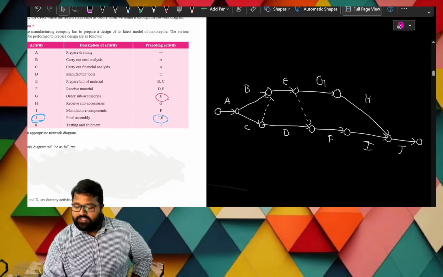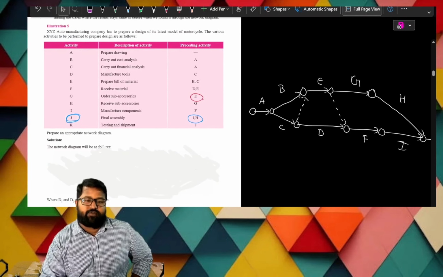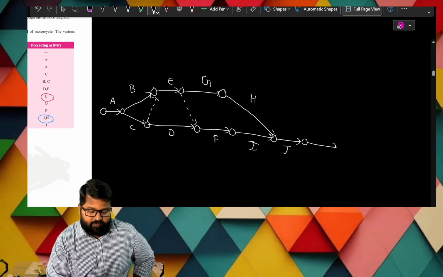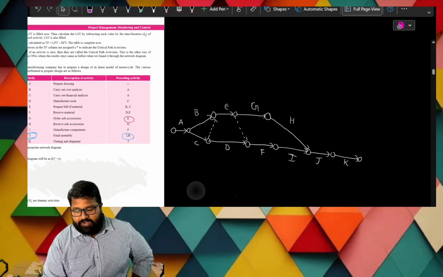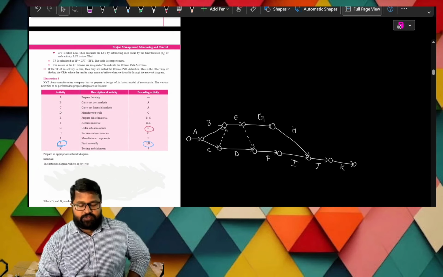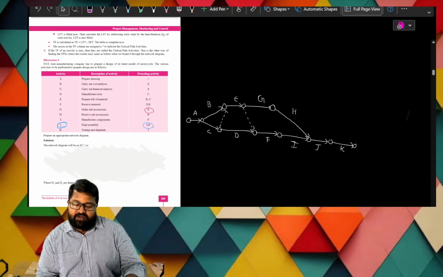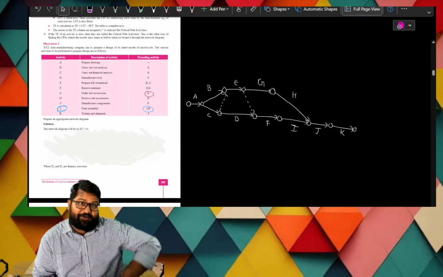Done. Now next, K is emerging from J. Okay, this is the diagram. Please check the diagram with the question so that you can get clarity whether the diagram drawn is correct or not.